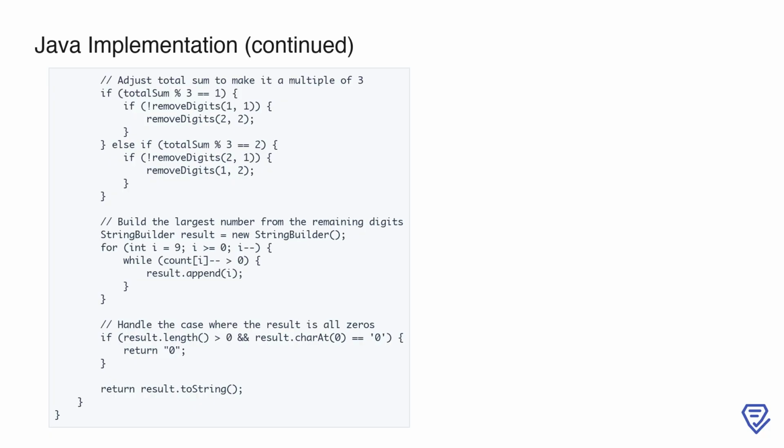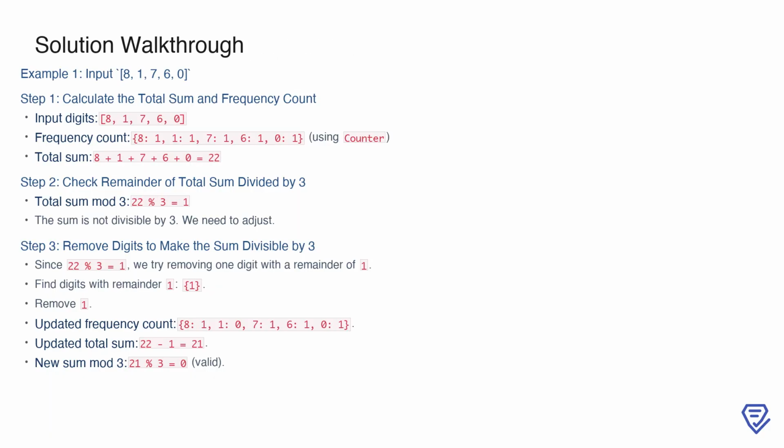To solve the problem, we start by analyzing the input digits 8, 1, 7, 6, 0. First, we calculate the frequency count of each digit using a counter. This gives us 8:1, 1:1, 7:1, 6:1, 0:1, meaning each digit appears exactly once. Next, we compute the total sum of all the digits, which is 8 plus 1 plus 7 plus 6 plus 0 equals 22.